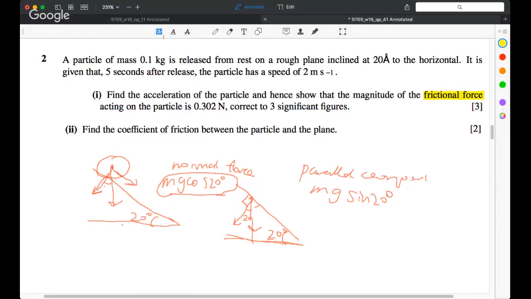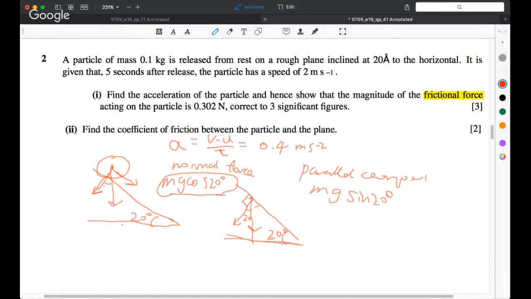So when we have constant acceleration, we know the initial speed and the final speed. So A would just be V minus U over T. This is just an application of SUVAT, and that will give you 0.4. So we know the acceleration.